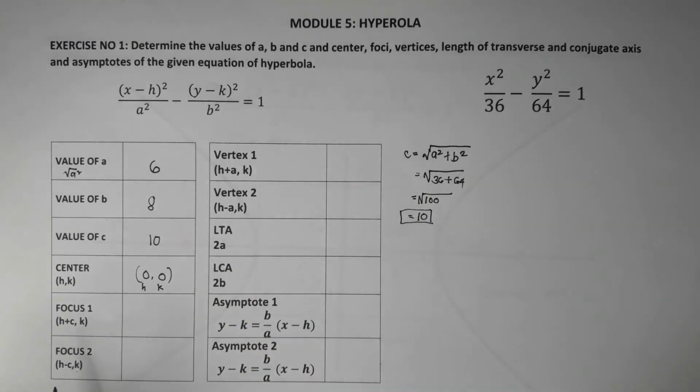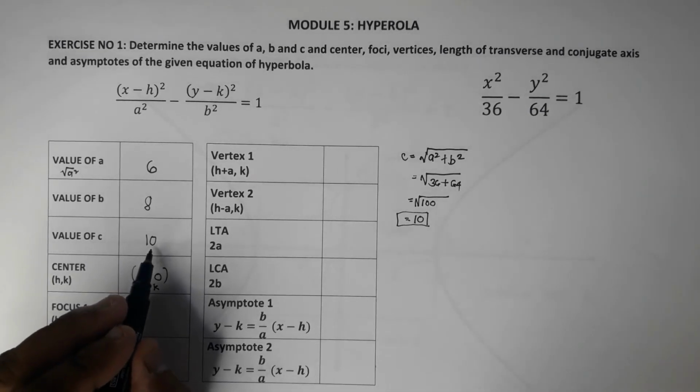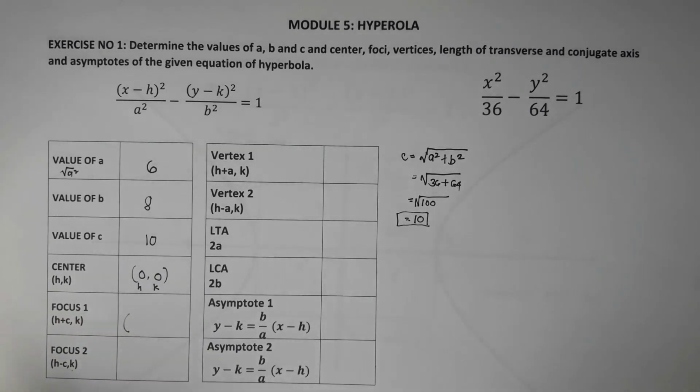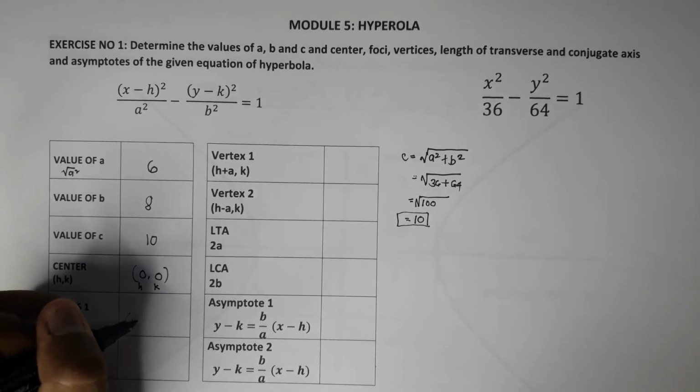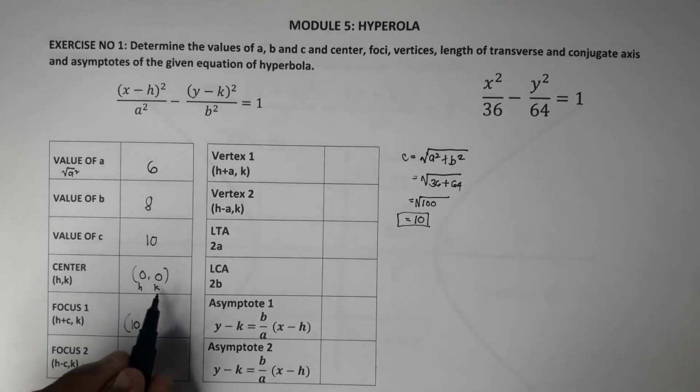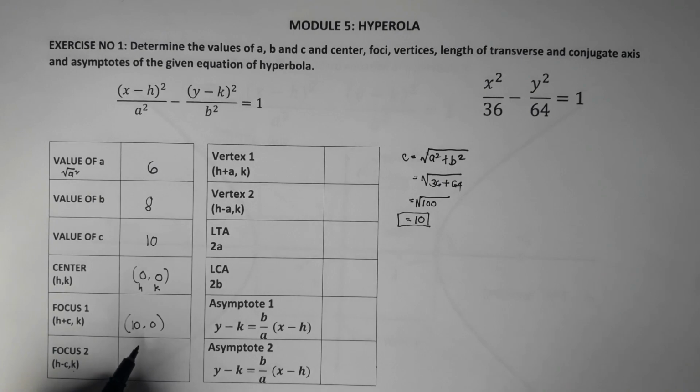Okay? So our focus 1, it says here (h + c, k). So ano ba yung h natin? Our h is 0 plus c. What is our c? 10. Meaning we have 0 plus 10, that makes it 10. Our k is 0. So therefore now, our first focus is located at (10, 0).